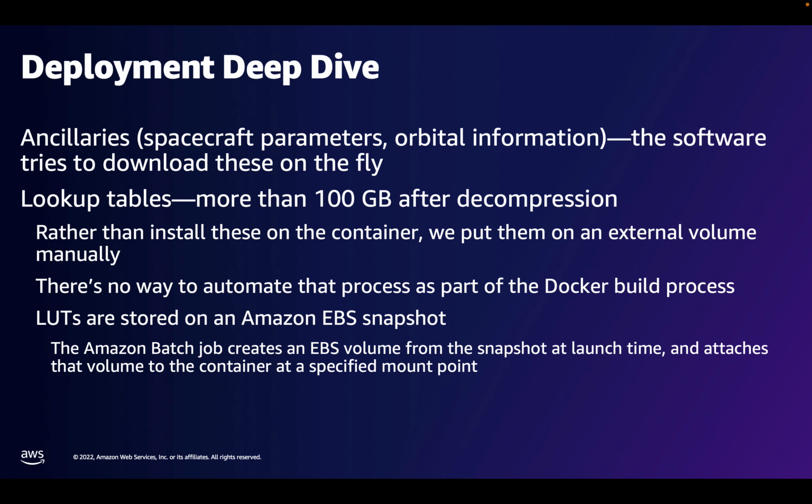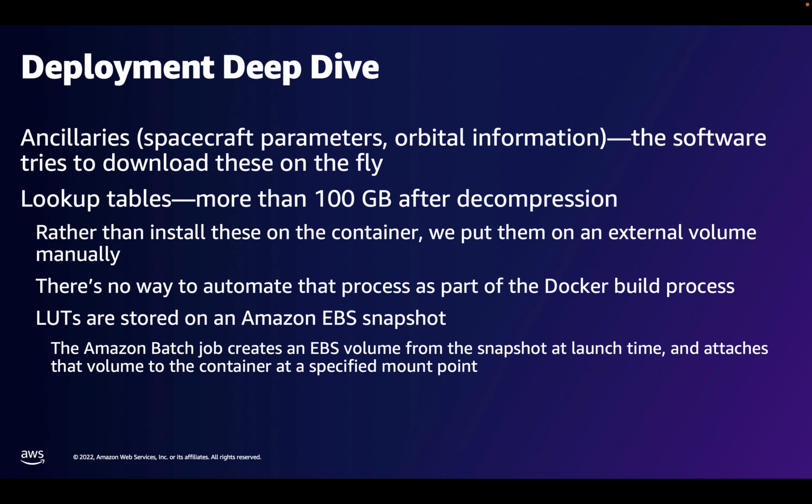So rather than install these on the container, because that would cause the container to really bloat and also make the deployment take longer, what we did is we put them on an external volume, and then we created a snapshot. That external volume is an EBS volume, an Elastic Block Store volume. We create a snapshot from that, and then we can spawn additional volumes from that snapshot on the fly. And it just takes a few seconds to do that.